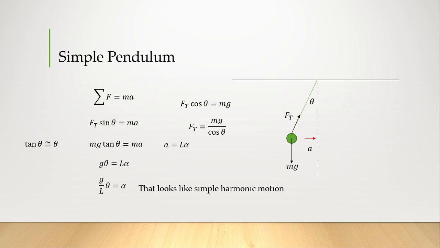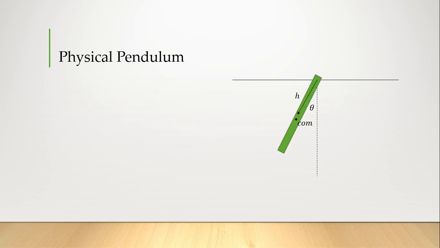There would be a negative sign in here. I haven't put the negative sign because as theta gets bigger, this acceleration gets more and more negative. It's in the opposite direction of theta. Since the angular acceleration is in this direction, theta is in the opposite direction. And we could also say that your angular frequency omega squared is g over L, which means we can get a function for the period that is related to L and g for the simple pendulum.